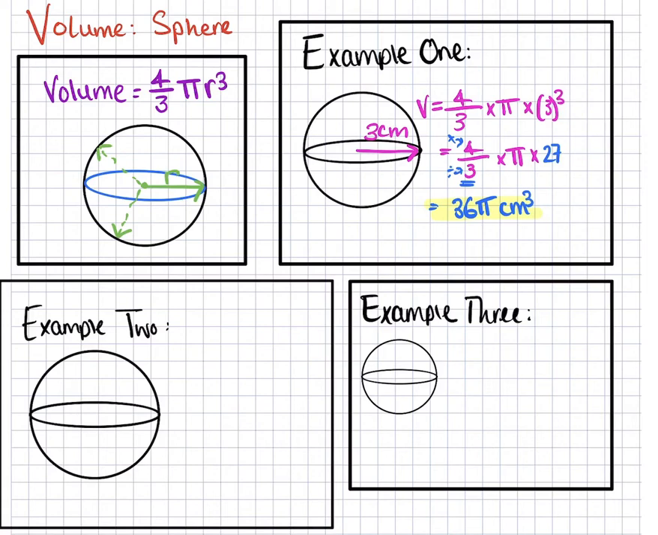Now I could take that one step further and type it into my calculator, and my final answer, if I wanted it as a decimal, would be 113.1 centimeters cubed to 1 decimal place.